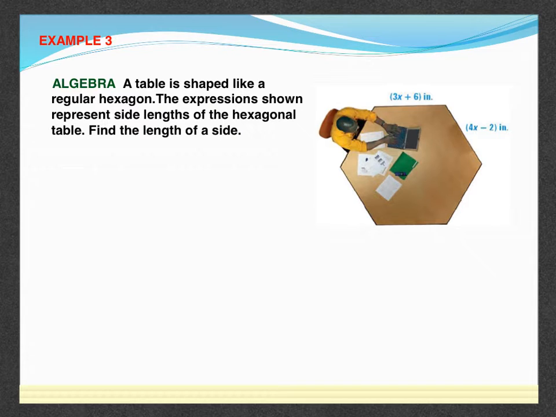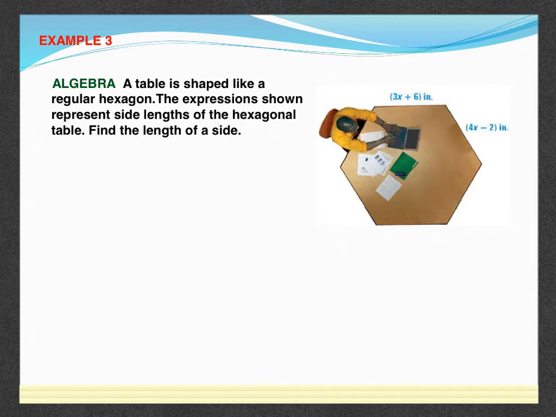Okay. Now we get the algebra brought back in, right? So it says the table is shaped like a regular hexagon. The expressions shown represent the side lengths of the hexagonal table. Find the length of a side. So what do I know about a regular hexagon? 6 sides. What's true about the regular part of it? All the sides would be equal.